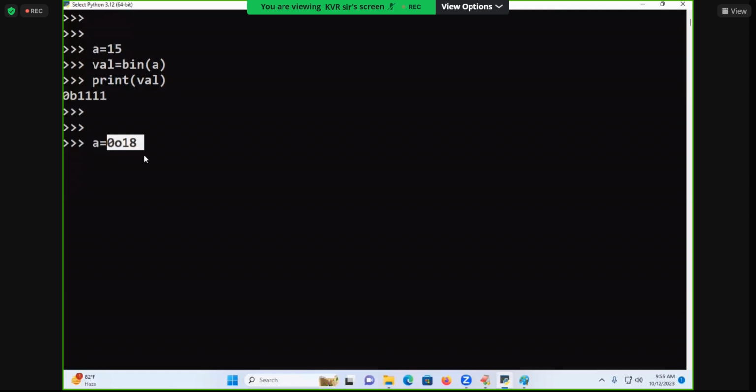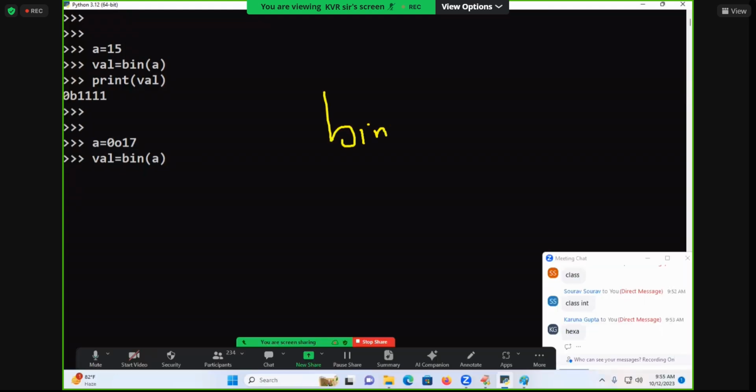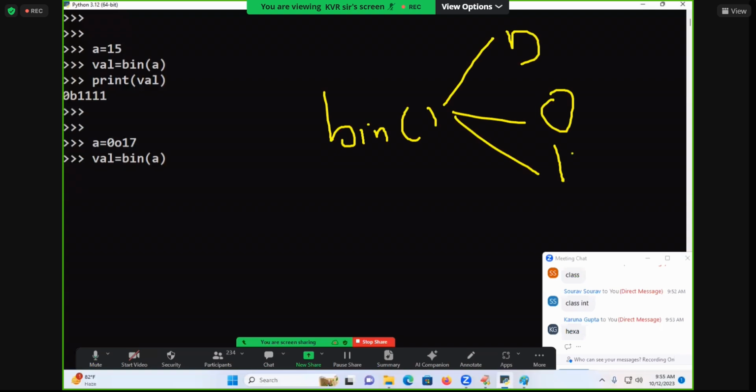0O18. What is this called? Invalid. So you have to say 07, I said. 07 is called what? Octal. That octal is converted into which type? Bin. We are converting bin of what? We are passing decimal data, octal data, hexadecimal data. No more confusions, clarity is required. Decimal to binary is already converted, the first one is already completed. Now octal to what? Binary.